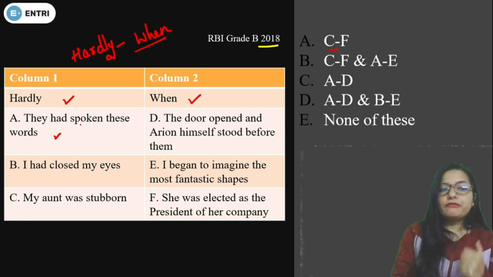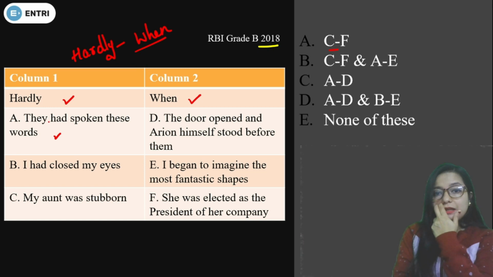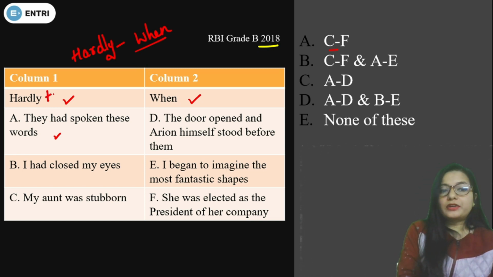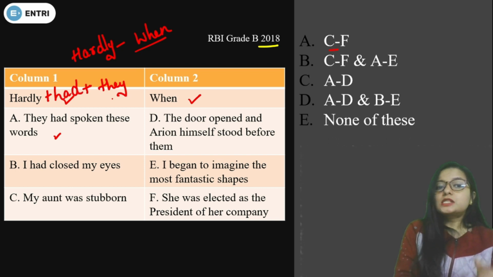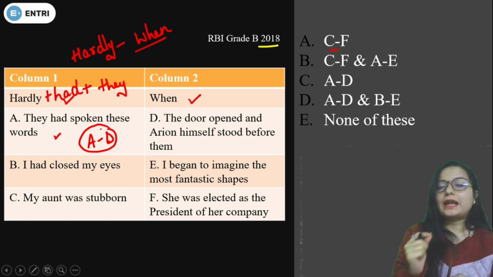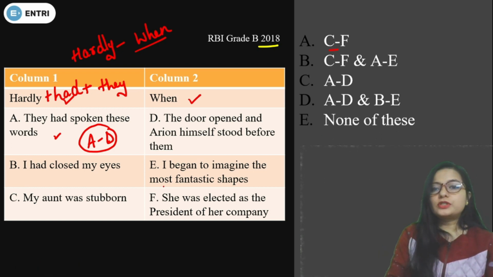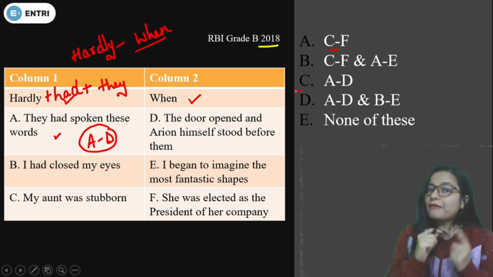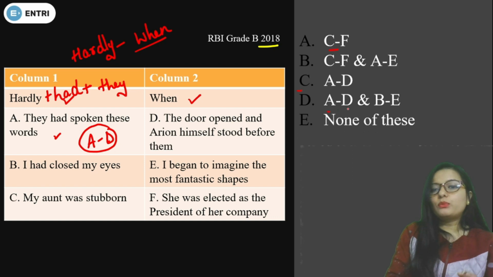Yes, we can, if we write "hardly", because "hardly" will take the rule of inversion. So after "hardly" we have to write "Hardly had they spoken these words when the door opened and Aaron himself stood before them." That is why we can say A will be connected with D. So as you can see in option C, the pair of A and D is given. But we have another option, that is A and D with B and E.